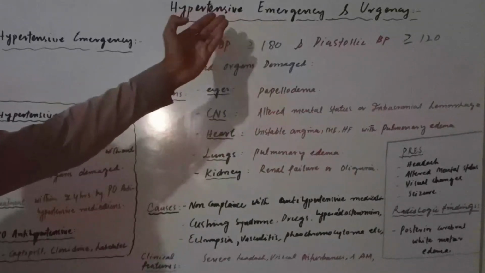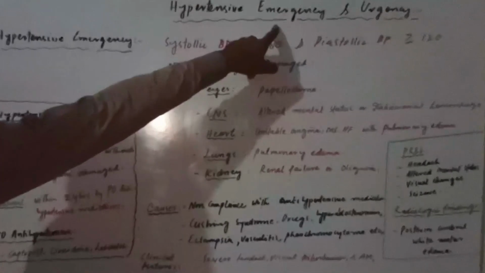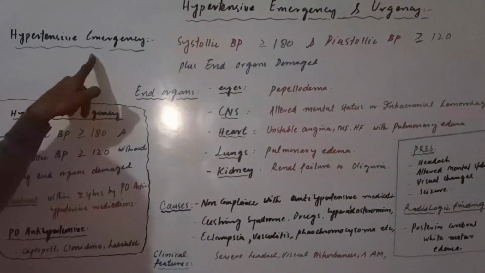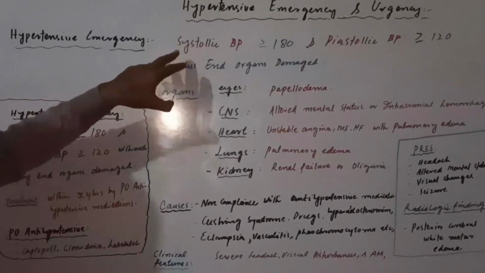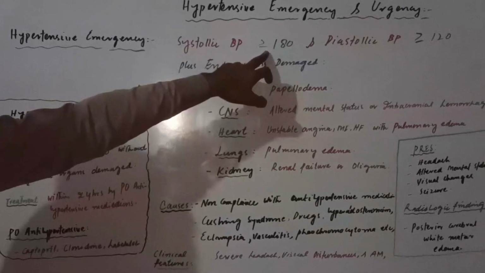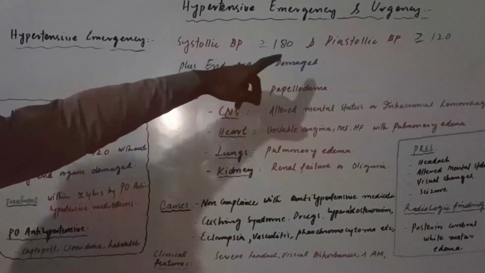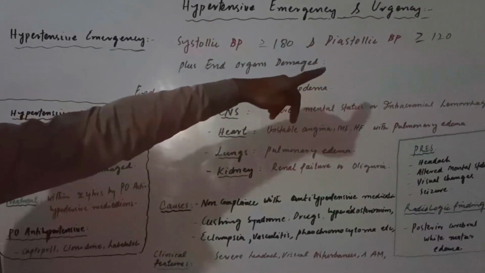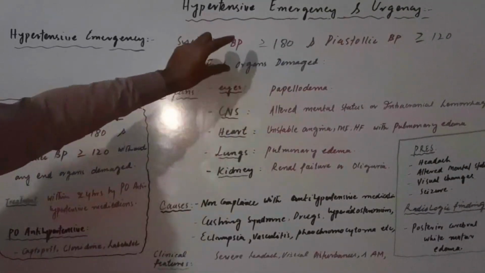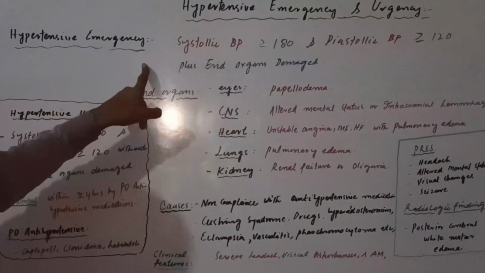In this video I am going to talk about hypertensive emergency and hypertensive urgency. So first is the hypertensive emergency. Hypertensive emergency is defined as the systolic BP equal to or greater than 180 and the diastolic BP equal to or greater than 120 plus there is end-organ damage. So this condition is called a hypertensive emergency.